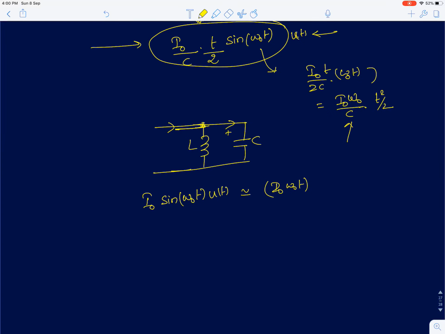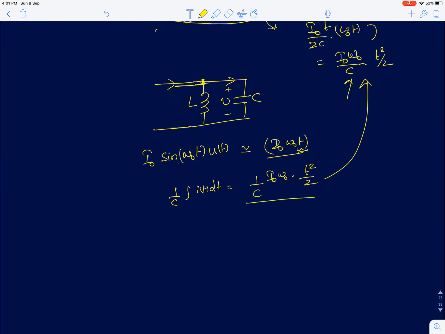So the voltage across the capacitor is 1 by C integral I dt, so the integral of the current. That would be 1 by C, the current is I naught omega naught, into the integral of t, which gives t square by 2. So that matches with this result. Again, mathematically this result is fine. I just wanted to verify that.